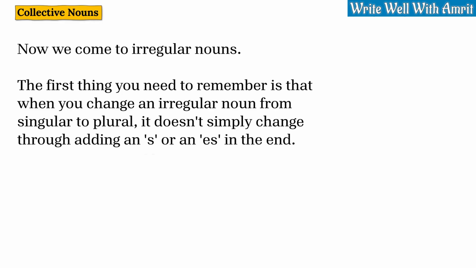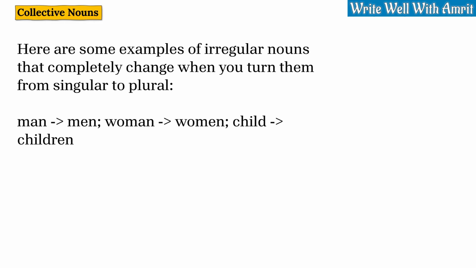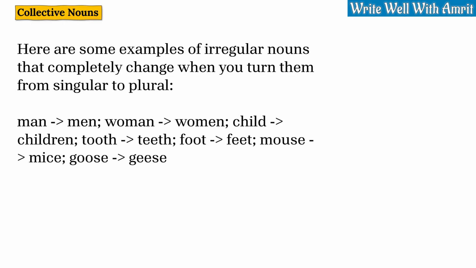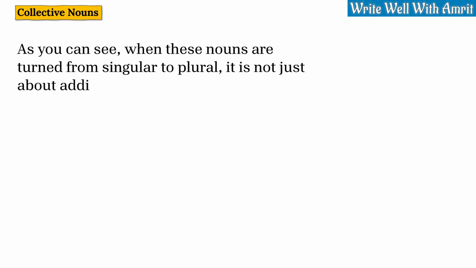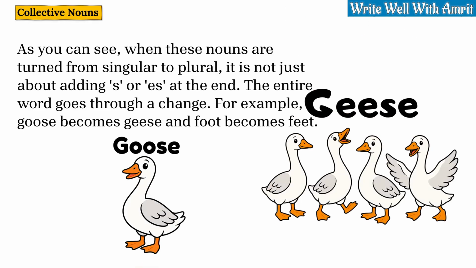The first thing you need to remember is that when you change an irregular noun from singular to plural, it doesn't simply change through adding s or an es in the end. Here are some examples of irregular nouns that completely change when you turn them from singular to plural. Man becomes men, woman becomes women, child becomes children, tooth becomes teeth, foot becomes feet, mouse becomes mice, and goose becomes geese. As you can see, when these nouns are turned from singular to plural, it is not just about adding s or es at the end. The entire word goes through a change. For example, goose becomes geese and foot becomes feet.